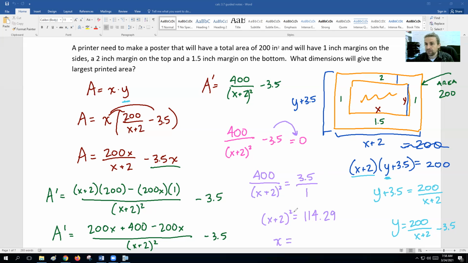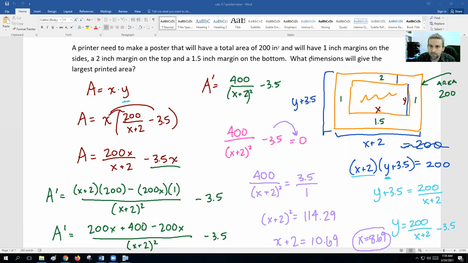Next, we need to get the x by itself, and we could divide by, or take the square root, not divide. Now, when we take the square root, we get a positive and negative answer. But realistically here, x is never going to be negative. That wouldn't make sense here. So let's take the square root of that answer. And we get about 10.69. Oh, and that's not what x equals, but that's what x plus 2 equals. And then we could subtract 2. So we would get finally here x equals 8.69.